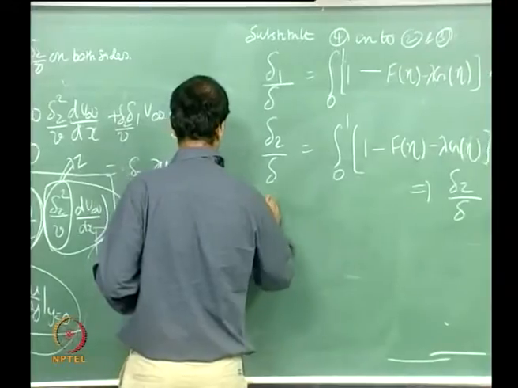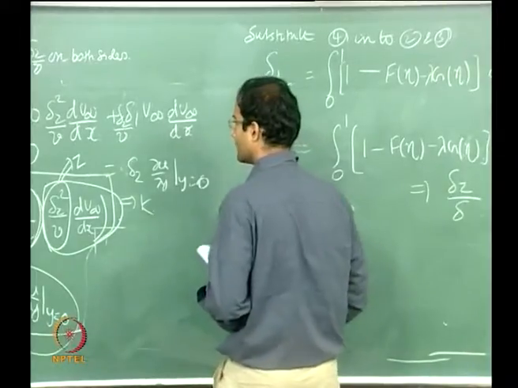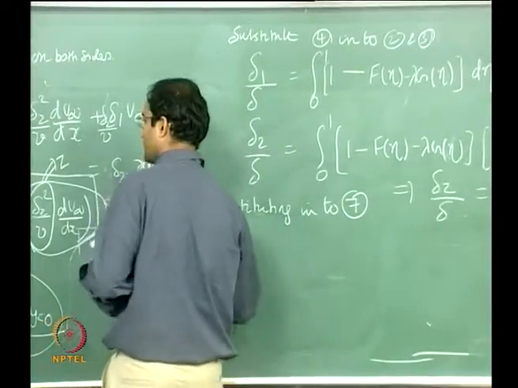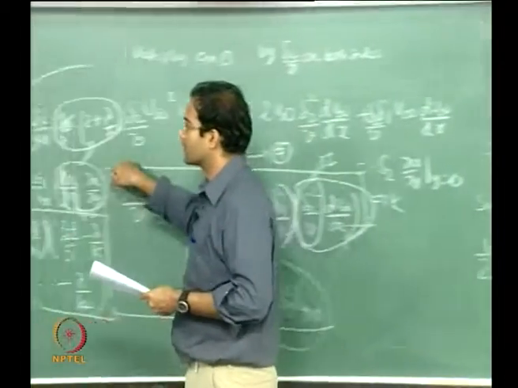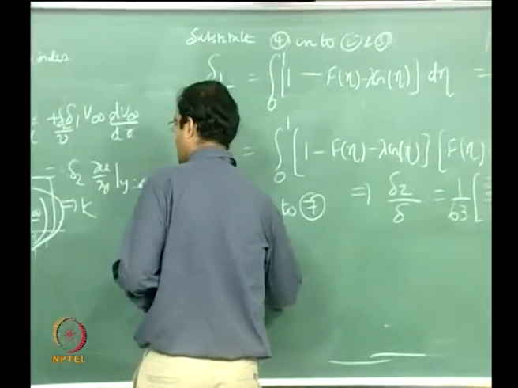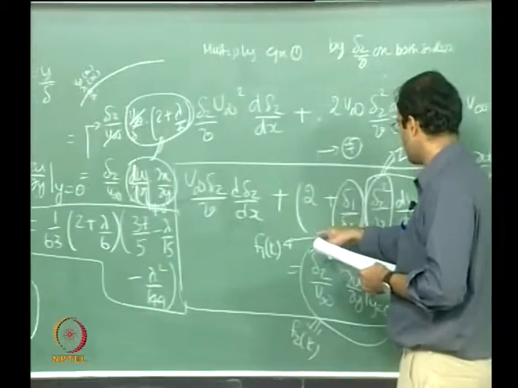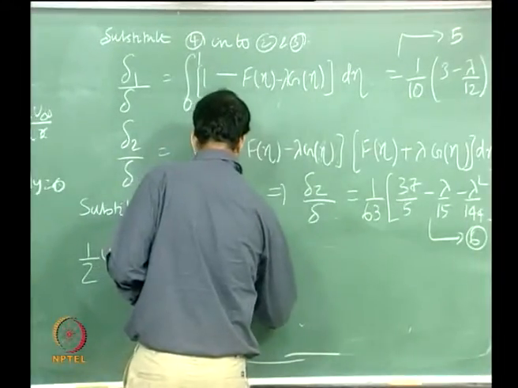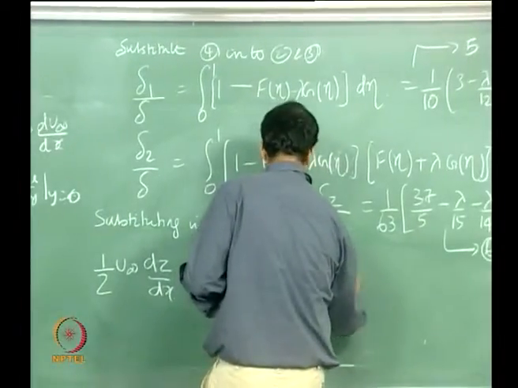Okay, so substituting into equation number 7, I can write this as half of u infinity into dz by dx. So I am writing this in terms of z here, and the other terms we cannot do anything, they are just there as they are, algebraic terms. So this will be 2 plus f1 of k multiplied by k, this entire term is k. On the right hand side you have f2 of k.